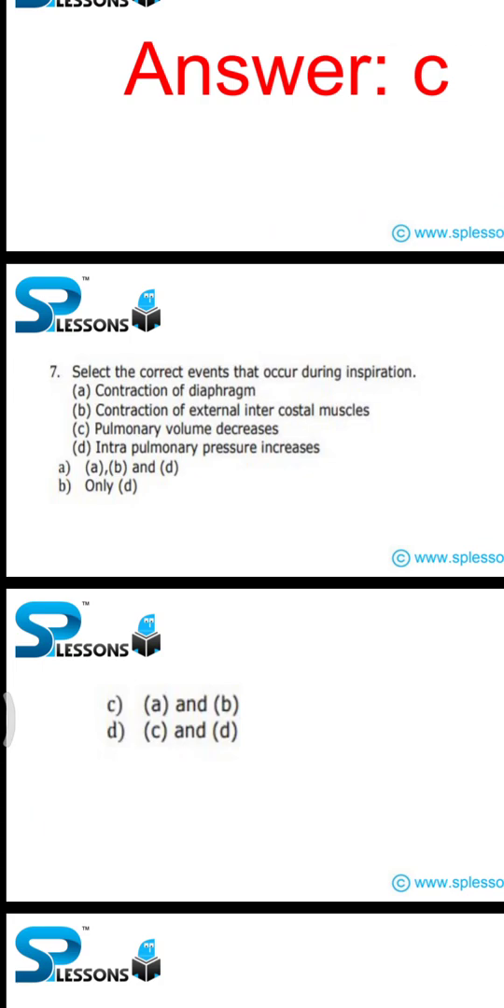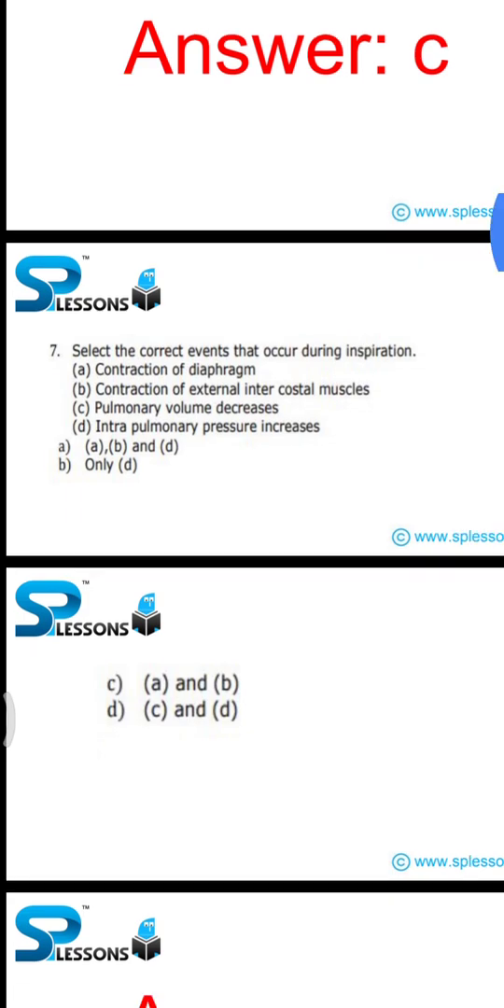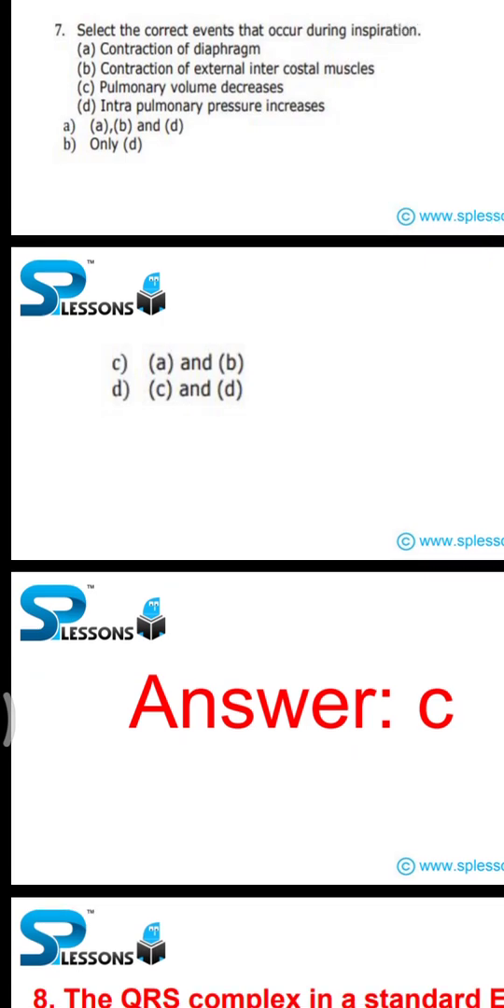Seventh question, select the correct events that occur during inspiration. A, contraction of diaphragm. B, contraction of external and internal costal muscles. Option C, pulmonary volume decreases. Option D, intrapulmonary pressure increases. And the options are option A, B and D; option B, only D; option C, A and B; option D, C and B. And the answer is option C, A and B.